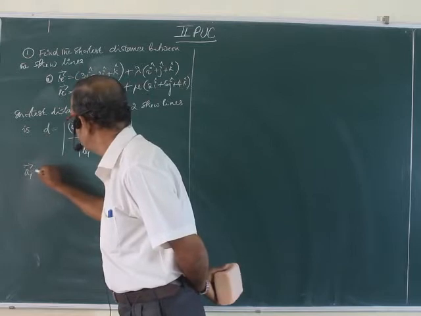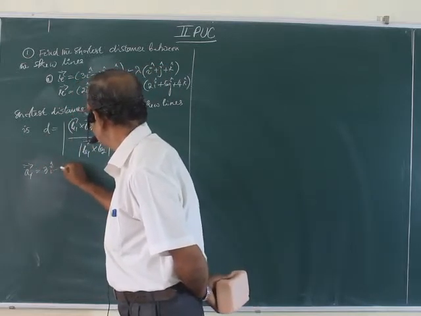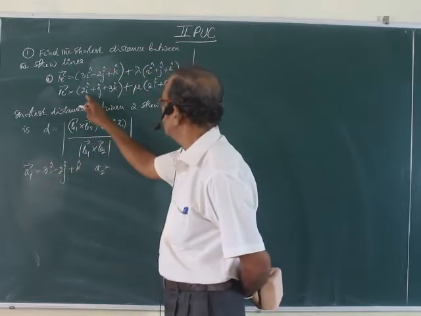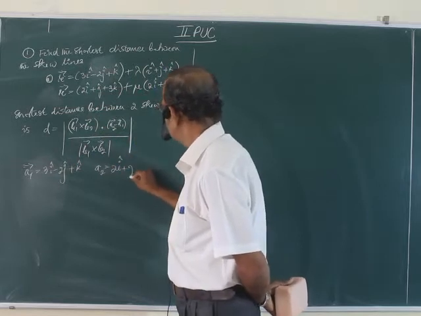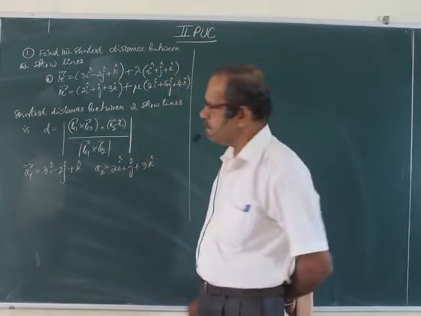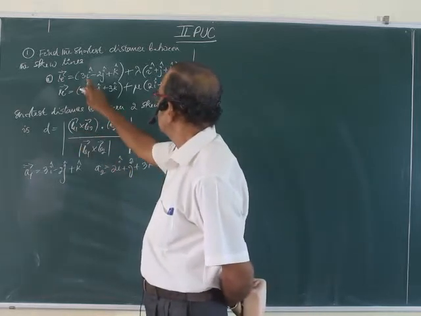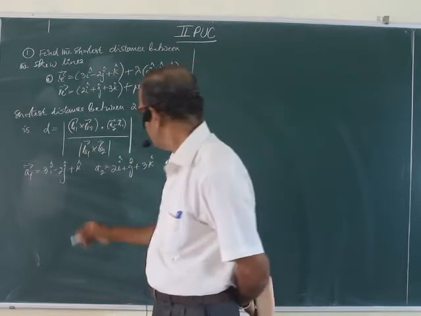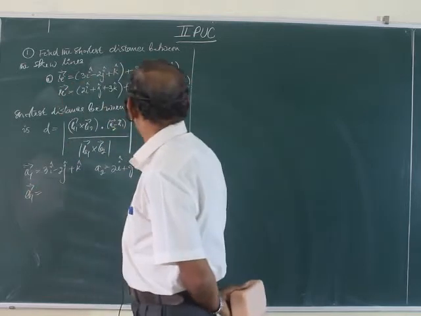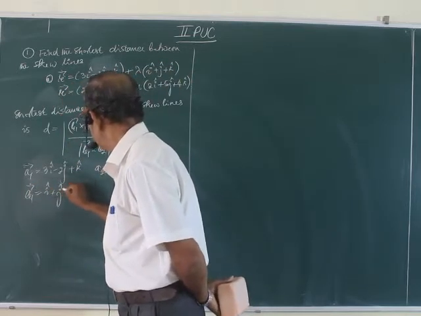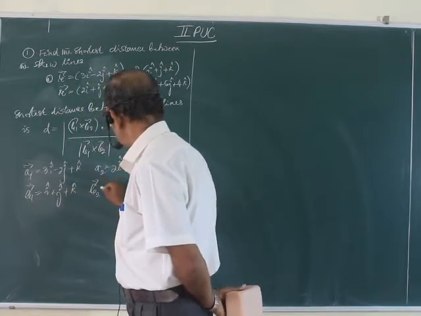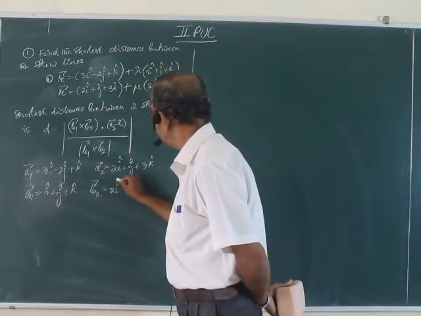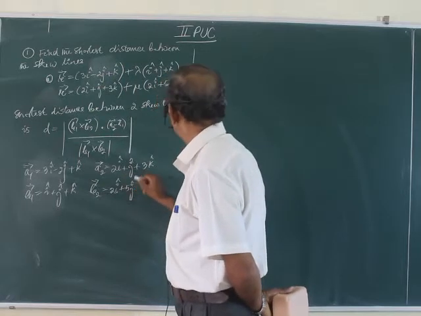a1 equal to 3i minus 2j plus k. a2 equal to this one, 2i plus j plus 3k. a1, a2 are from r equals a plus lambda into b. b1 is this, b2 is this. b1 is i plus j plus k, and b2 is 2i plus 5j plus 4k.